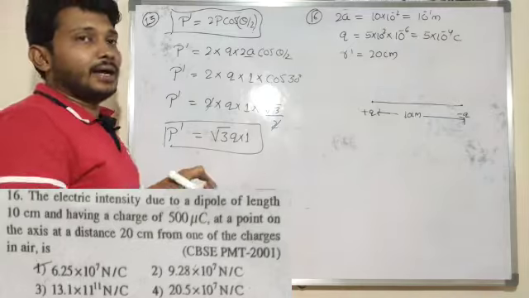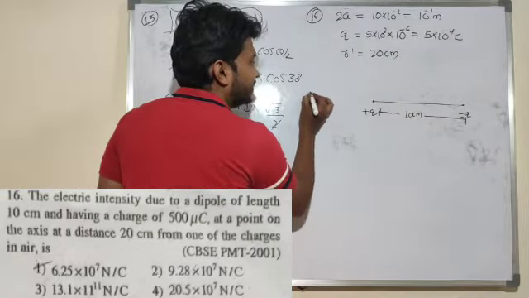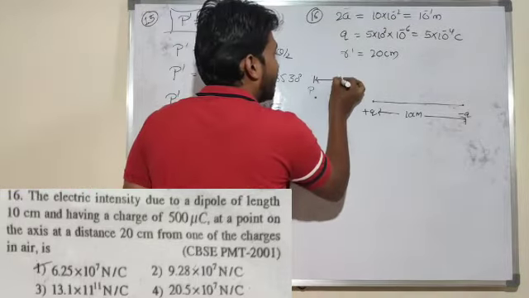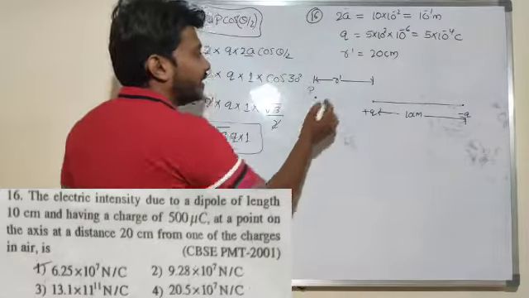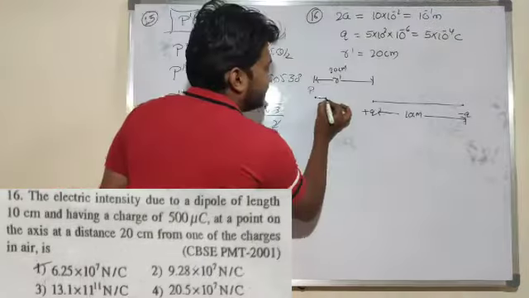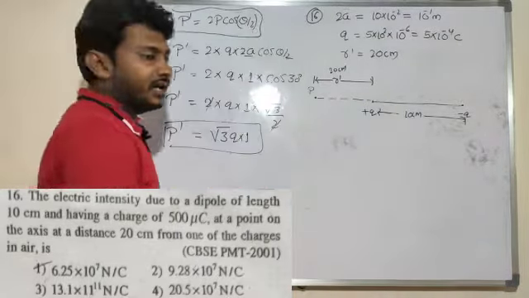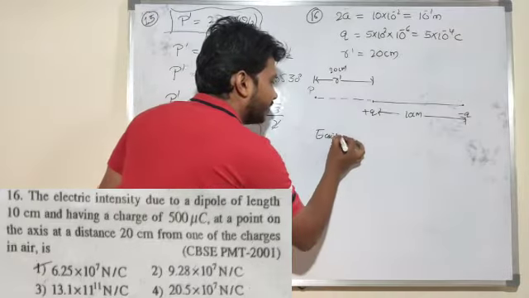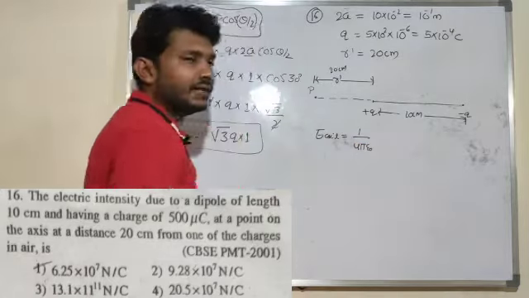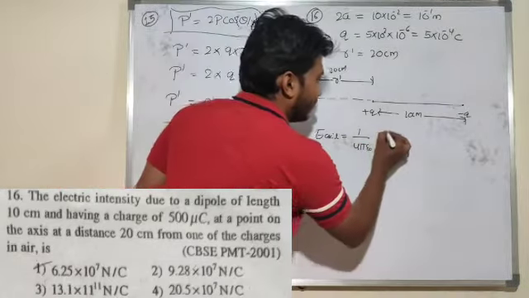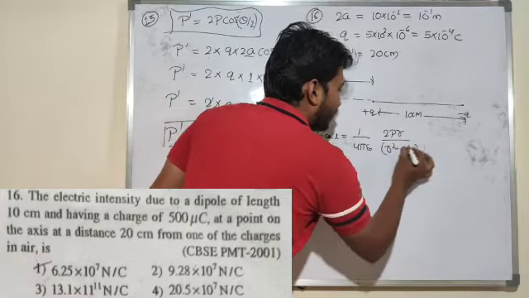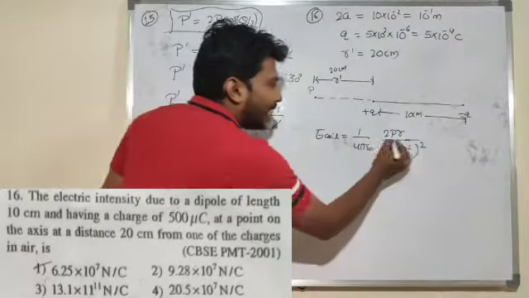They asked to determine the electric field intensity at a distance of 20 centimeter from one of the charges. So the r dash value is 20 centimeter from one of the charges. This is related to the electric field at the axial line. In the first chapter I derived the expression for it. E axial is equal to 1 by 4 pi epsilon naught into 2pr divided by (r square minus a square) whole square.